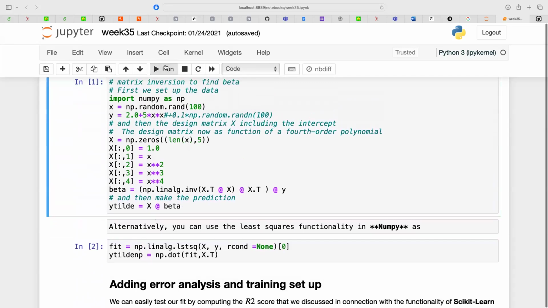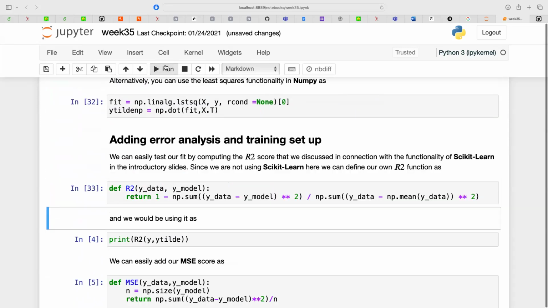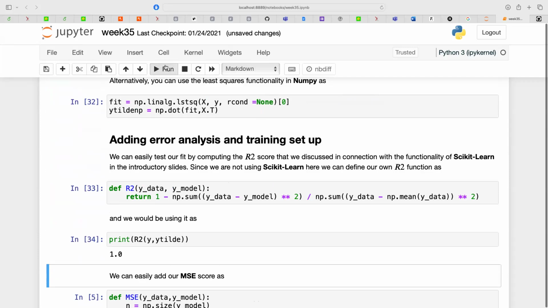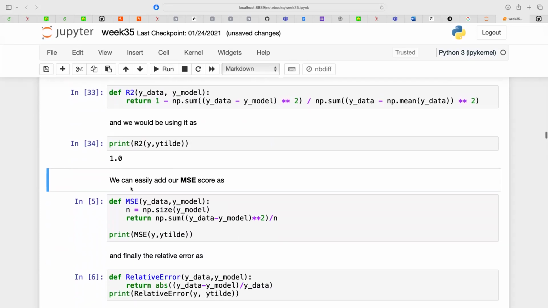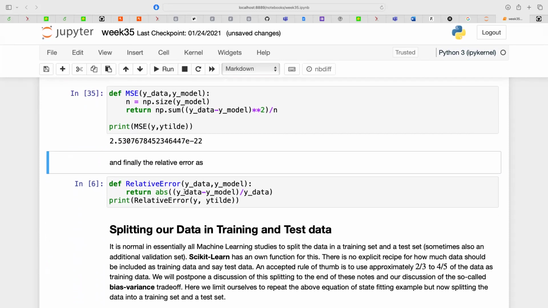So in this specific case, we just run it, and then we continue. And you can see this R2 score should ideally be equal to 1, because we have a perfect fit here. Alternatively, we can look at the mean squared error, which should be as close to 0 as possible. So this is essentially 0. And you can also do the relative error. That's also a quantity which many people like to look at.